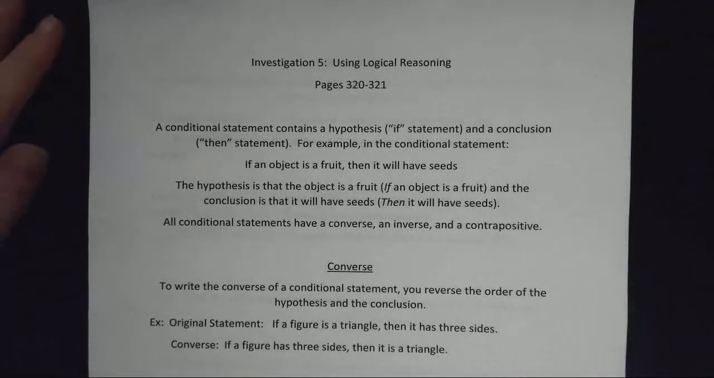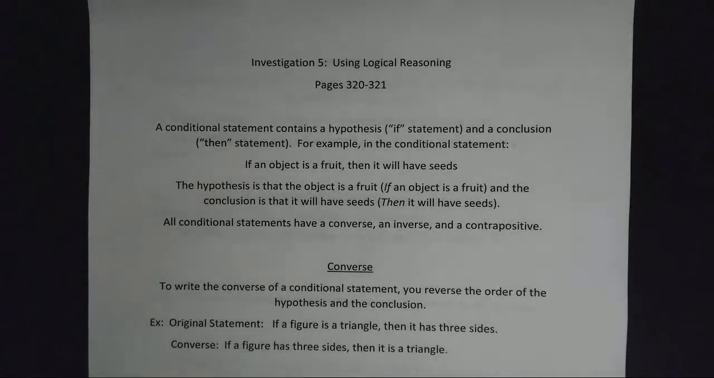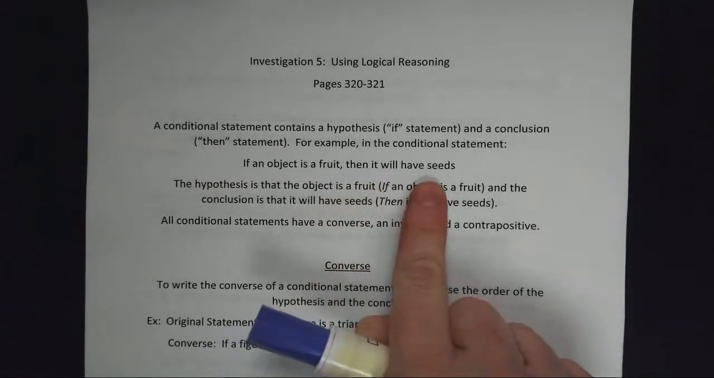This video is all about Investigation 5, using logical reasoning. Now, we learned in Investigation 4 that a conditional statement contains a hypothesis and a conclusion. The hypothesis is the if part of a statement, and the conclusion is the then part of the statement. For example, in this conditional statement: if an object is a fruit, then it will have seeds.